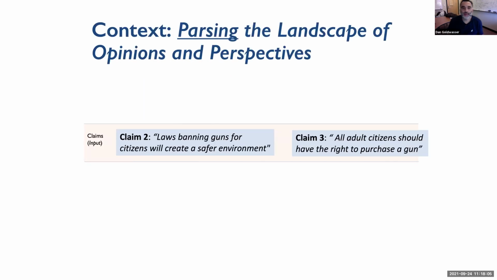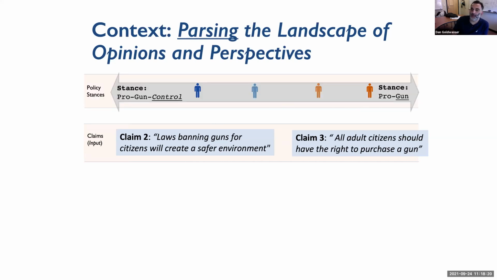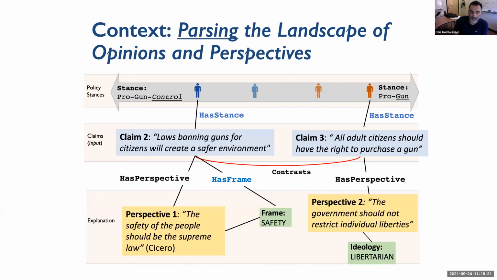So we define context in the scope of this talk as parsing the landscape of opinions and perspectives. So we're not just dealing with one text in isolation, but rather we are able to say something about some predictions such as the stance they express, the interactions between them. So what are the relationships? Do they support the same stance? Do they make the same argument? And so on. And we can come up with explanations for their perspective expressed in them.